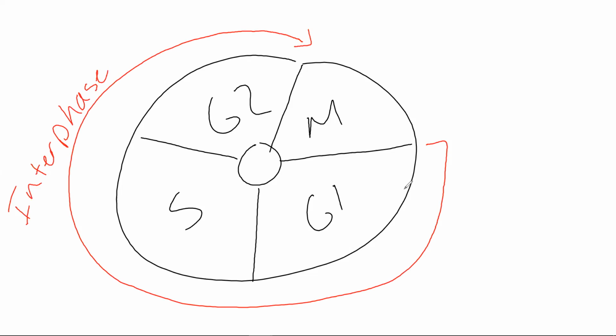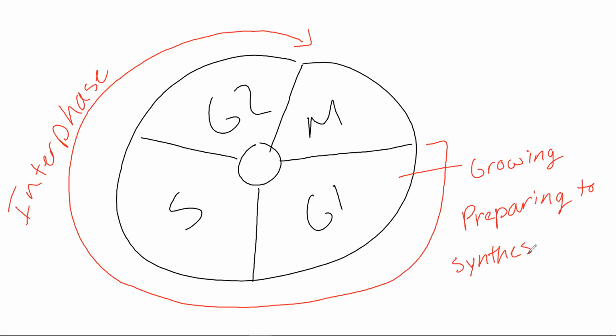G1 is your growing phase and also the phase where you are getting ready to perform mitosis. So let's write that off to the side: preparing to synthesize DNA. Those are the big things you need to know about G1. The cell grows and develops, and it gets ready to duplicate its DNA. The S phase is where it duplicates its DNA.